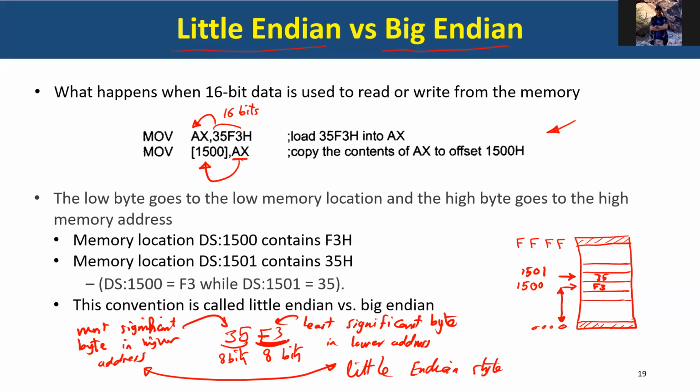And of course, big endian is just the opposite. You put the F3, the least significant byte, in a higher address and the most significant byte in a lower address. But x86 adopts the little endian style. So as we said, the location in the data segment 1500 will contain the F3, the least significant byte, and the higher location, 1501, will contain the 35 hexadecimal, the most significant byte.